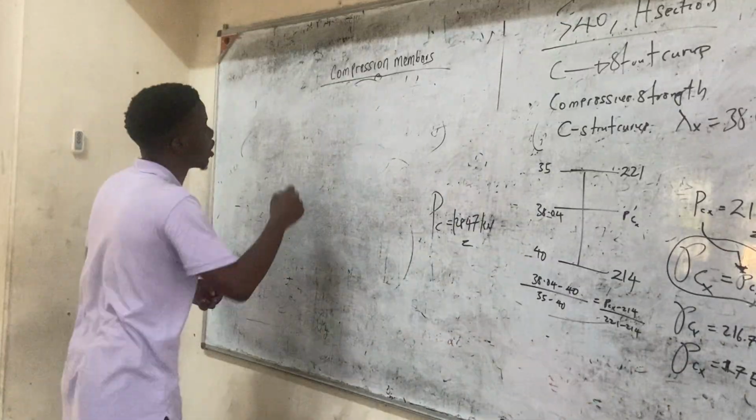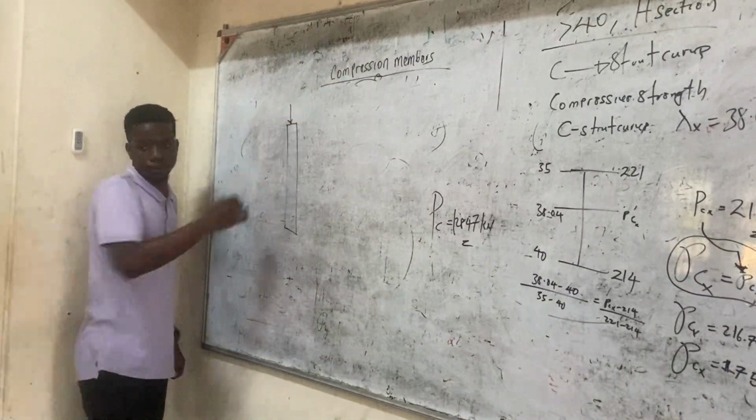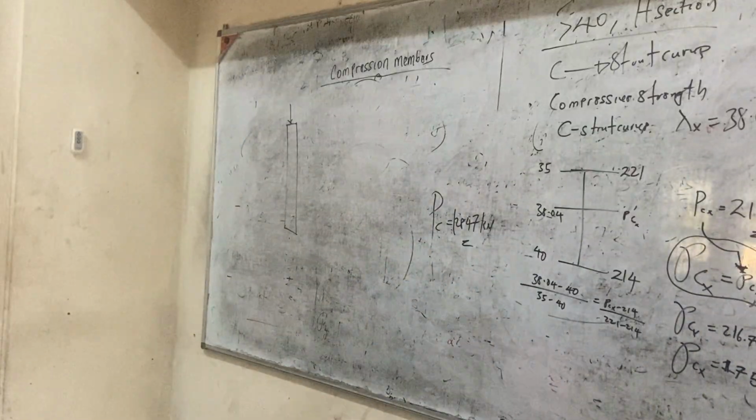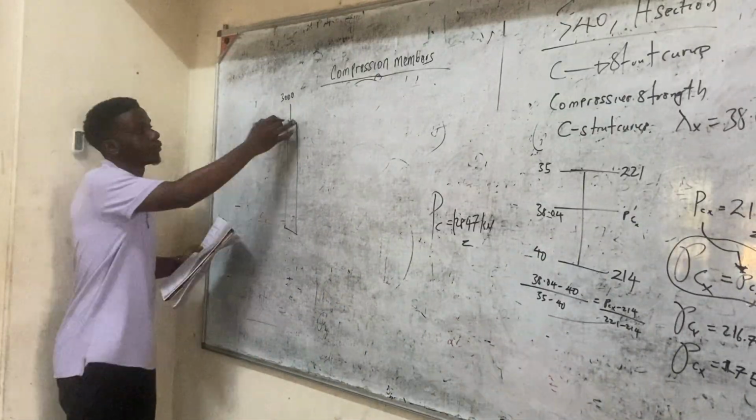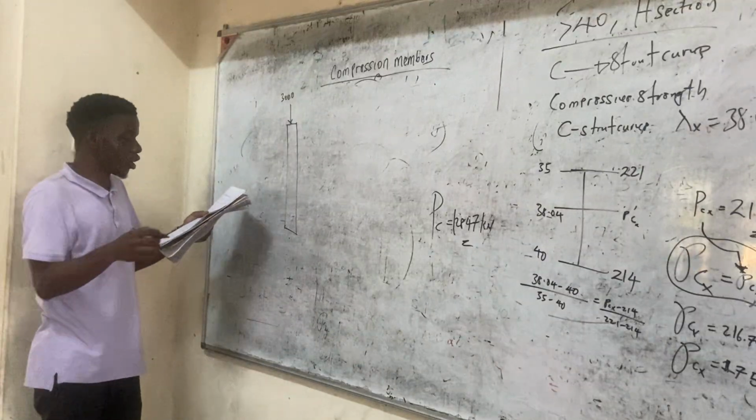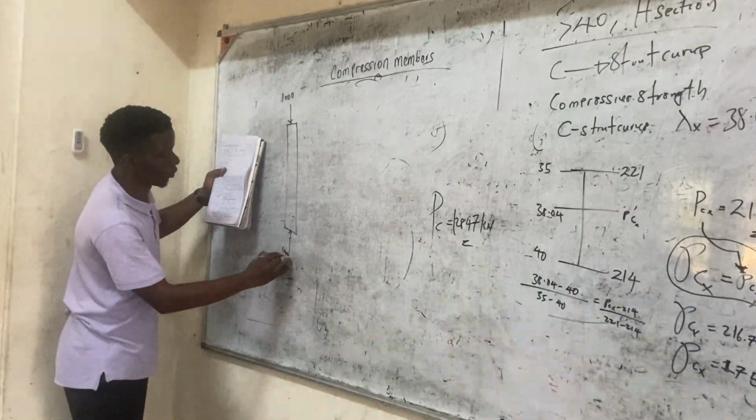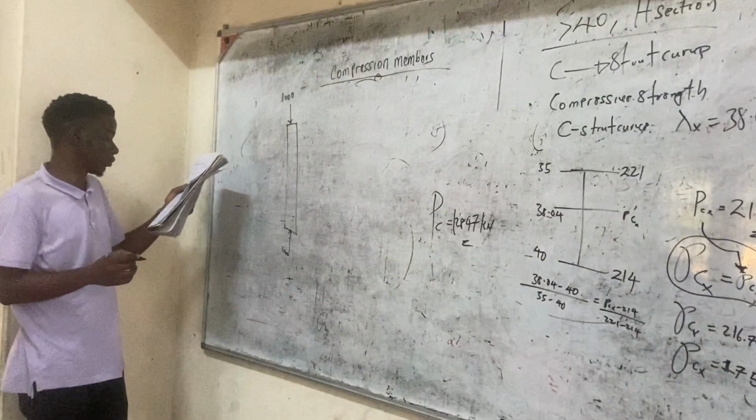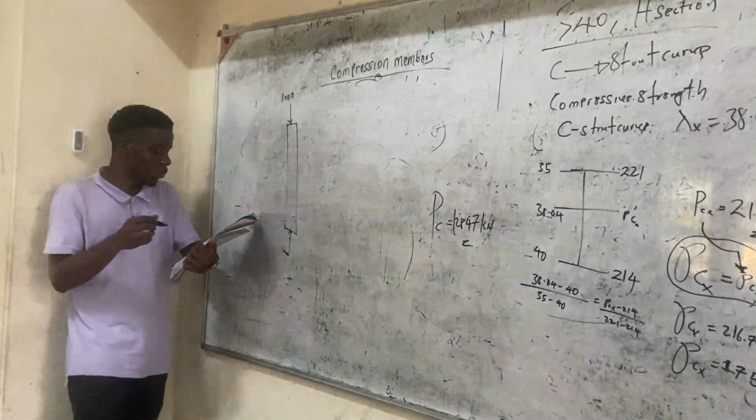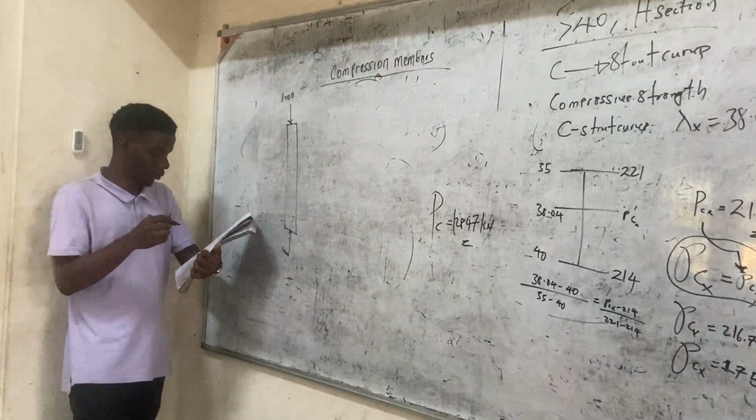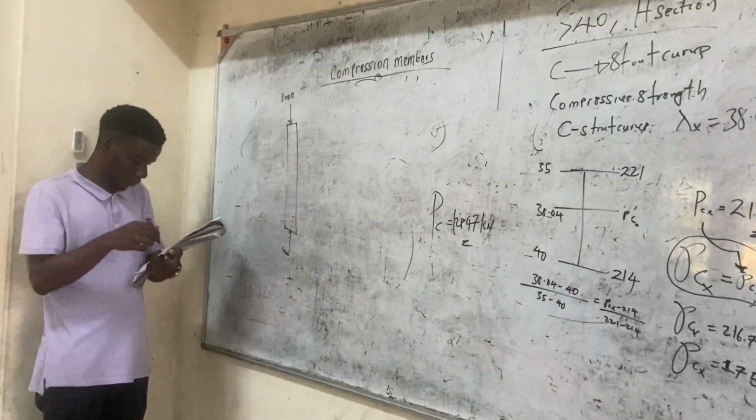So, in this case, we are having axial load and we are having moment. But for a compression member, we are having a load of what? A load of 1,000. Now, major axis, is it x-axis or y-axis? X-axis. And the major axis moment is what? 300.